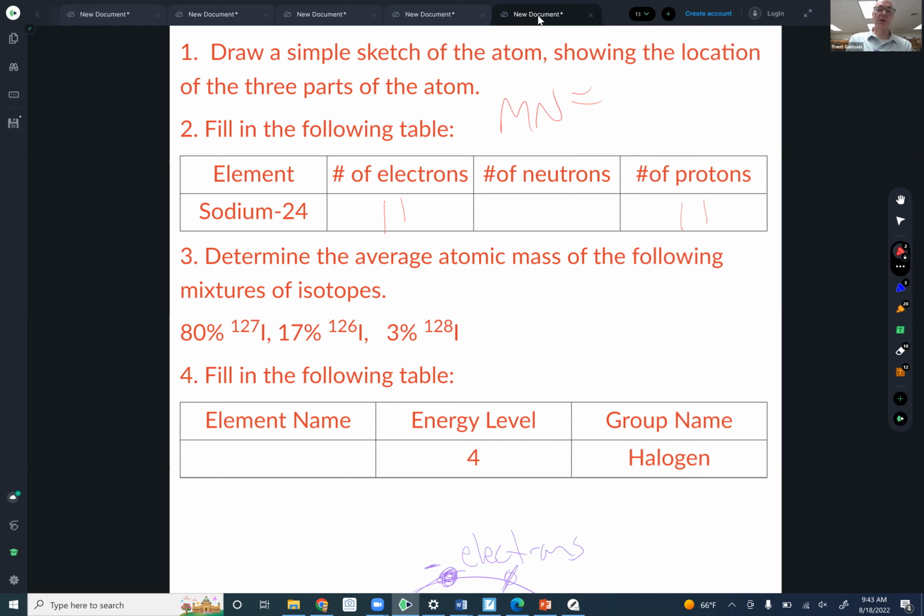Yes. So our mass number is 24. And if I have then 11 protons, we subtract that, I would end up with 13 neutrons for my answer.